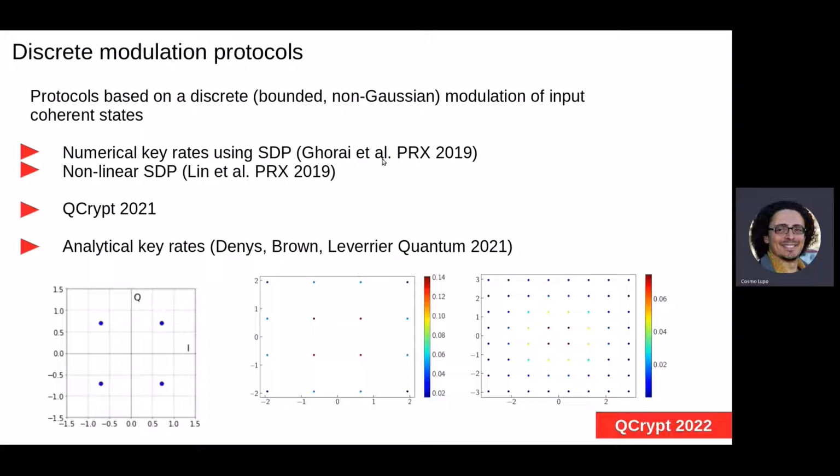What kind of discrete modulation are we looking at? On the left, we have a few examples. There is a QPSK, which is 4-state, but it shouldn't be limited to that. We can have more states in the modulation. For example, here you have 4x4, 16 states in the phase space. Those are, of course, the amplitudes of the coherent states or more. So instead of a continuous modulation, we have a discrete one.